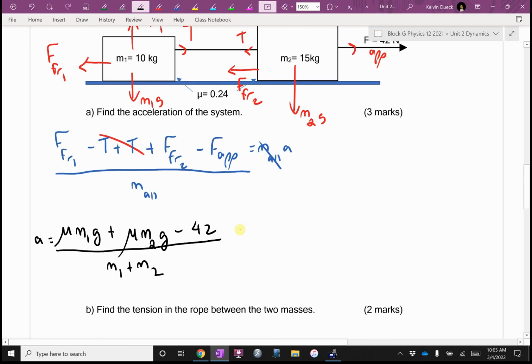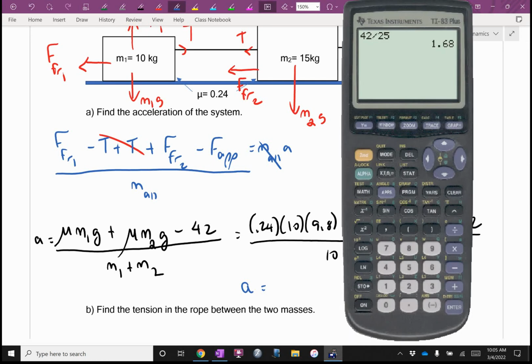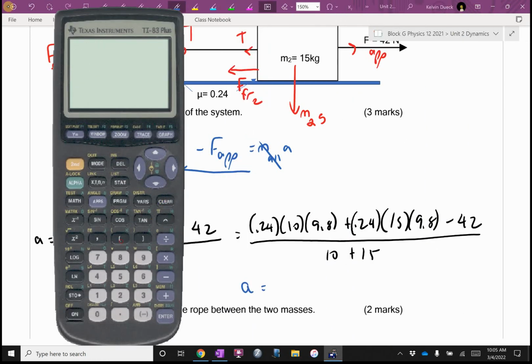Then I would probably, right around now, go to the numbers. What's mu? I don't know, what's mu with you? 0.24 times 10 times 9.8 plus 0.24 times 15 times 9.8 minus 42, all over 10 plus 15. Definitely brackets around the top. Take away 42. Close off the top.